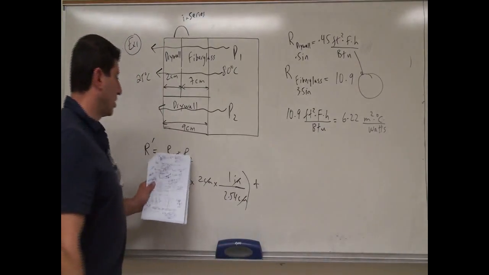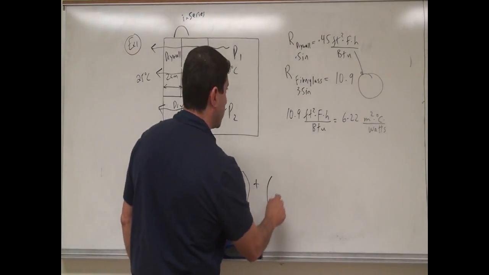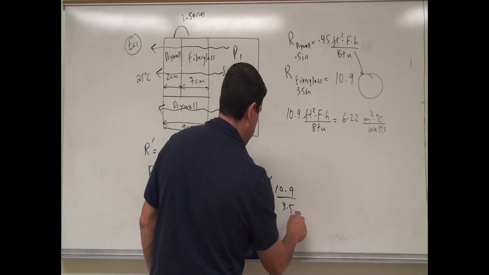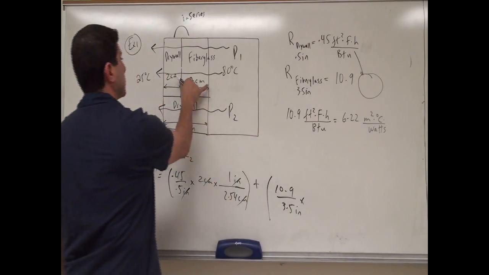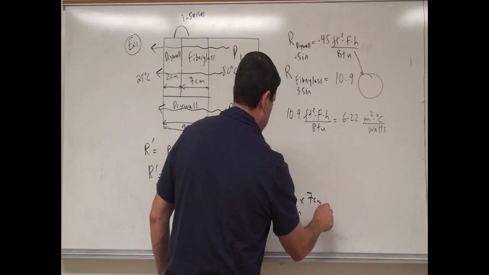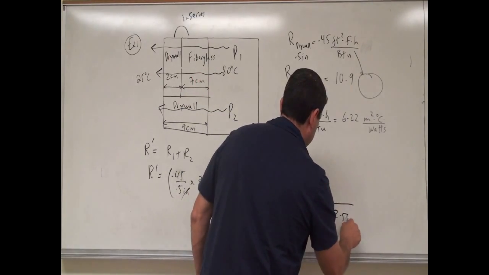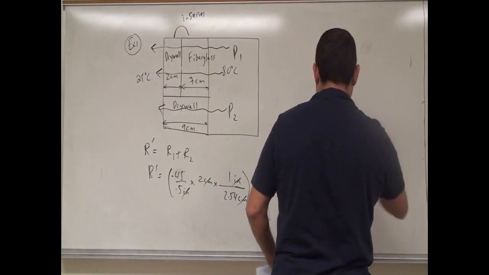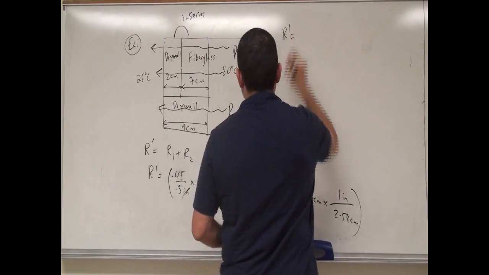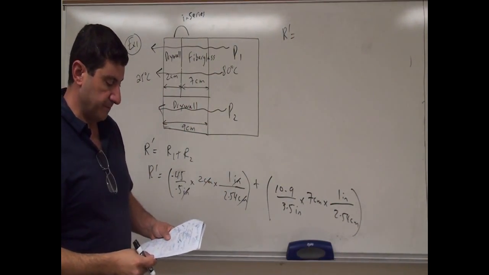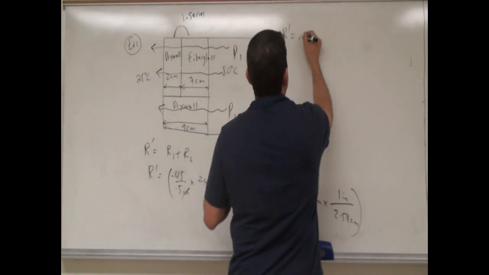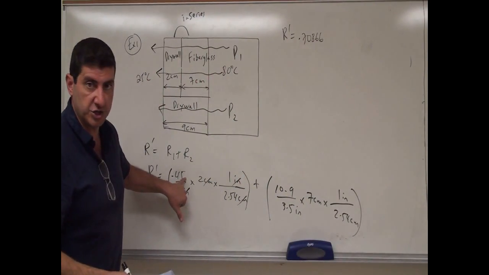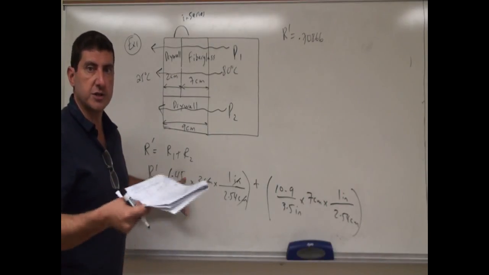And then you add to that the R2 of the fiberglass. So then you say here 10.9 divided by, that one is for 3.5 inches. And then you again multiply that by the thickness of the fiberglass, 7 centimeters. And then you multiply that by the conversion, 2.54 centimeters, 1 inch, okay? And then when you do that, you're gonna get this. R1 is gonna come out to be equal to 0.70866.